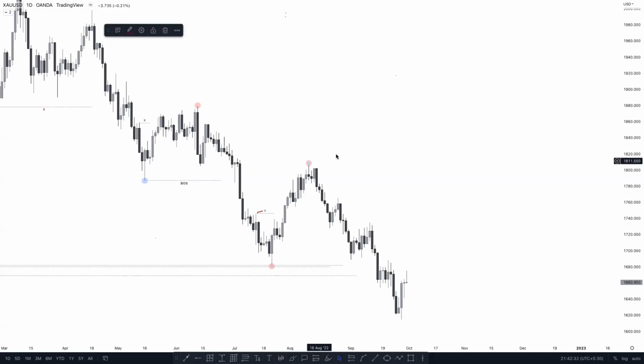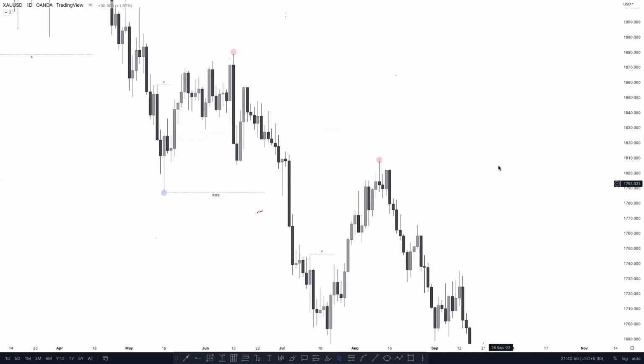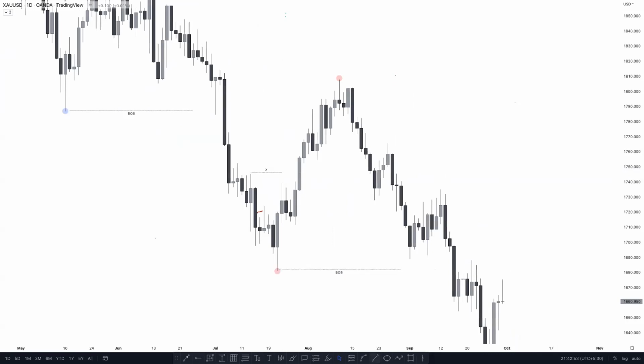Market confirms this lower high. Why? Because market breaks the structure here, right? Okay. So this is our break of structure. And look at this one. Another example is here for the minor and major.